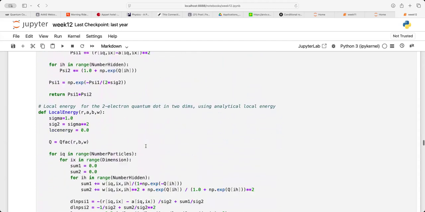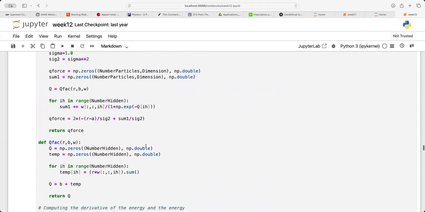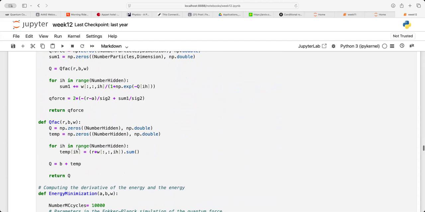Yeah, I have this function qfac. Let me just go down here. There we have it. So this is simply setting up this term, which is the argument to this log function, b plus temp here. And you see that this b plus temp now simply has r, the position, times the weights.